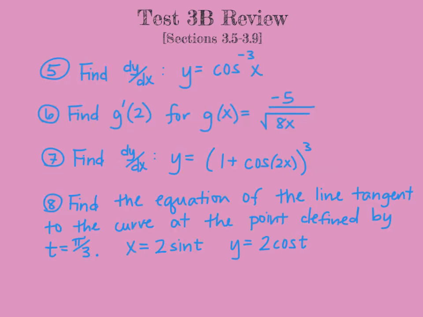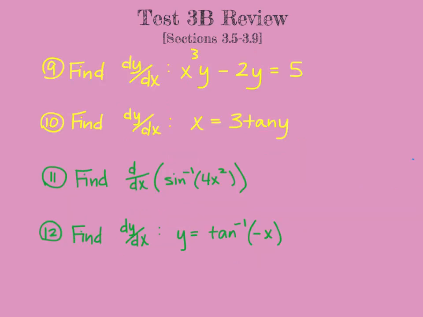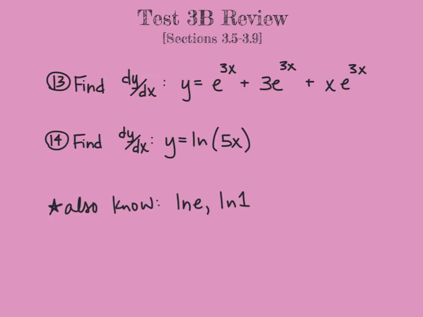These next 4 problems go along with 3.6, the chain rule. The problems in yellow here go with 3.7, implicit differentiation, and problems 11 and 12 go with section 3.8, the derivatives of inverse trigonometric functions. And these last 2 problems go along with section 3.9, where we look at the derivatives of exponential and logarithmic functions. Please also know the natural log of e and the natural log of 1 for this test.